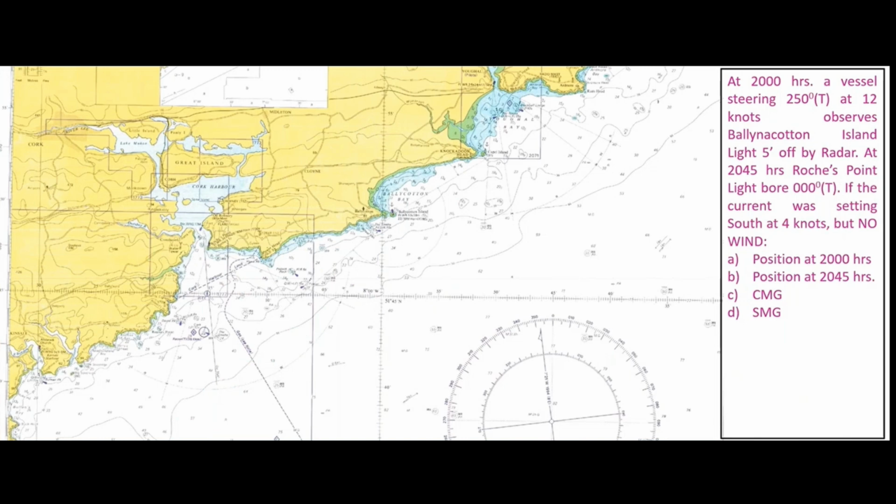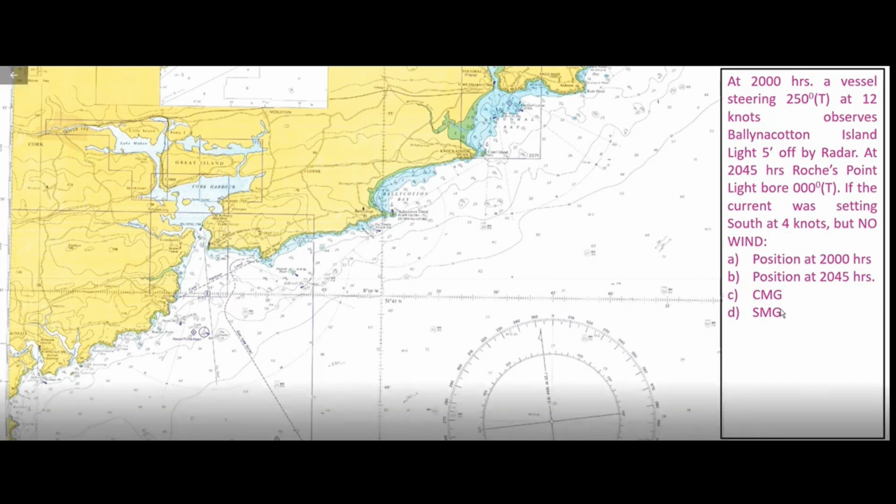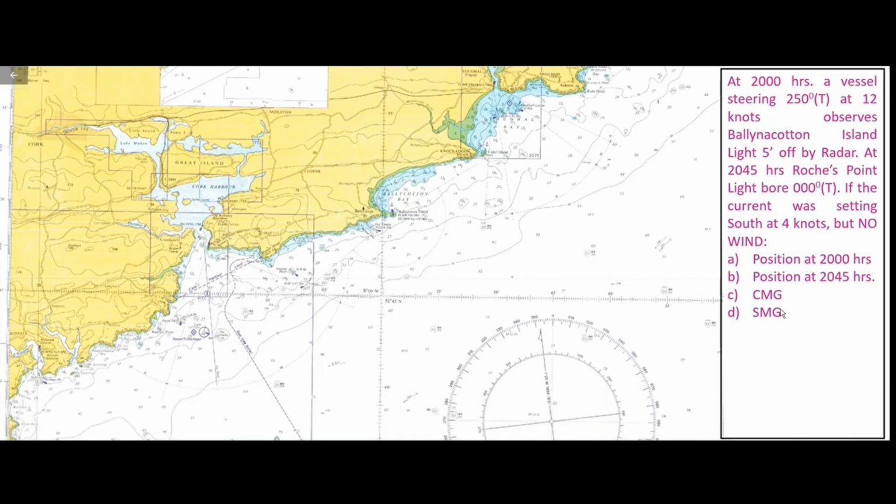Now we take one more example wherein there is no wind but only current. At 2000 hours, a vessel steering 250 degrees true at 12 knots observes Ballycotton Island light 5 miles by radar. At 2045 hours, Roche's light bore 000 degrees true. If the current was setting south at 4 knots, but no wind, we have to find the two positions, CMG and SMG. So beta, exactly the same question what we did earlier. Only difference is now this time we are having current in the area. So we will be transferring the position circle, allowing for the current.